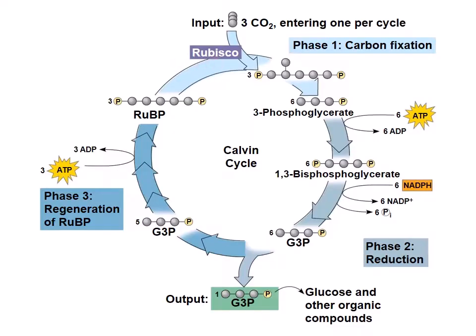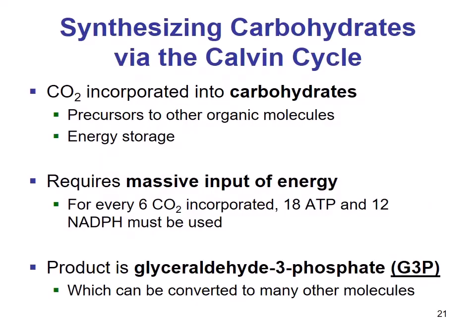With the help of the enzyme Rubisco, carbon dioxide is incorporated into carbohydrates, which are the precursors to other organic molecules in the plant, and also they're important for energy storage as well. This requires a lot of energy, like we said. It takes lots of ATP and lots of NADPH, and the end product of the Calvin cycle is G3P, which can be converted to other molecules like glucose.